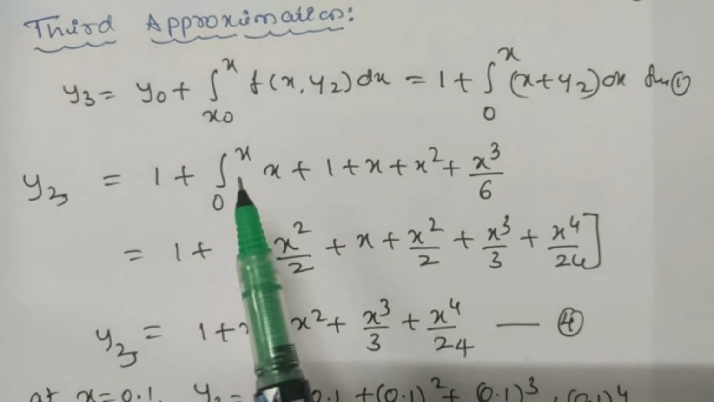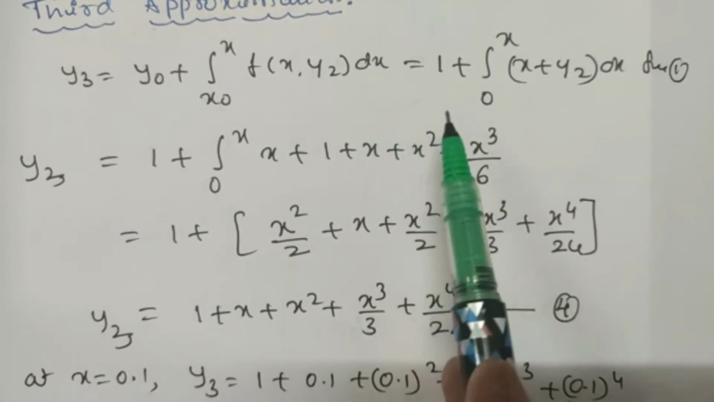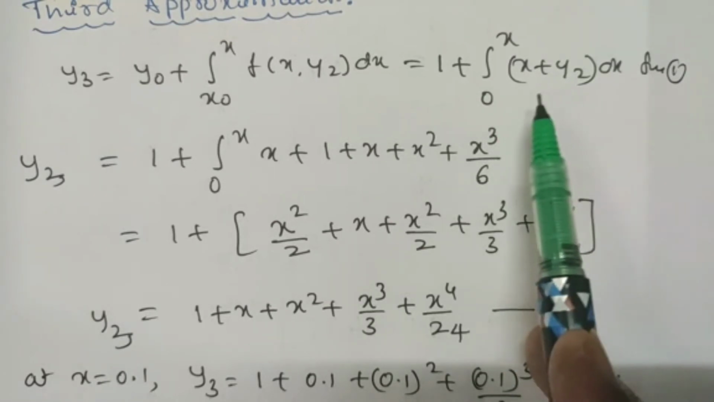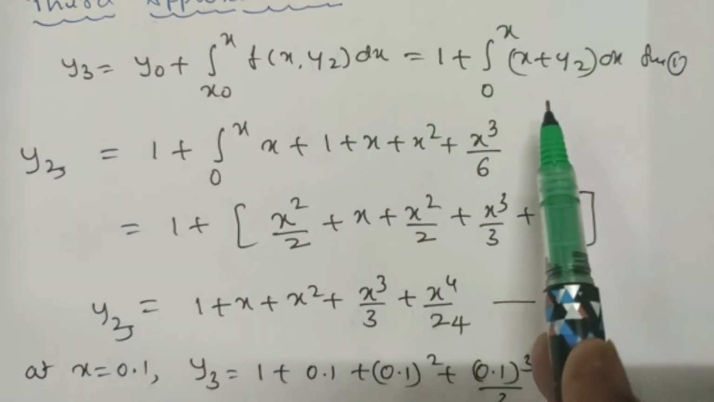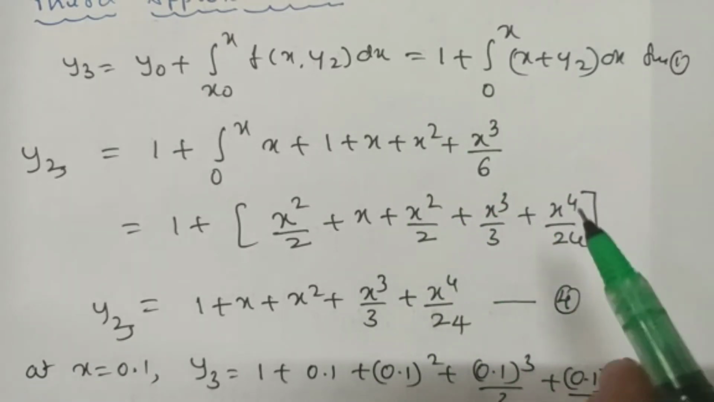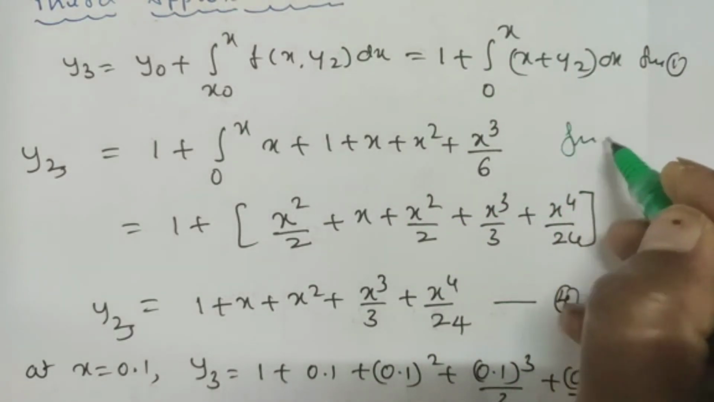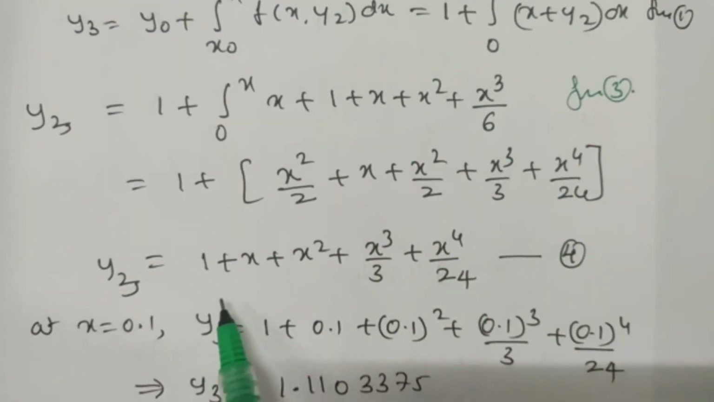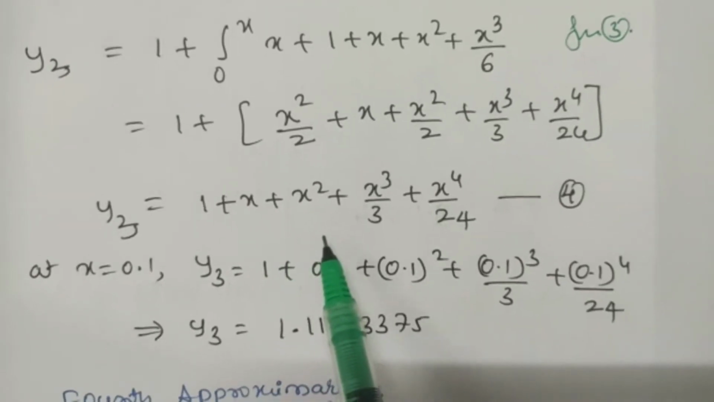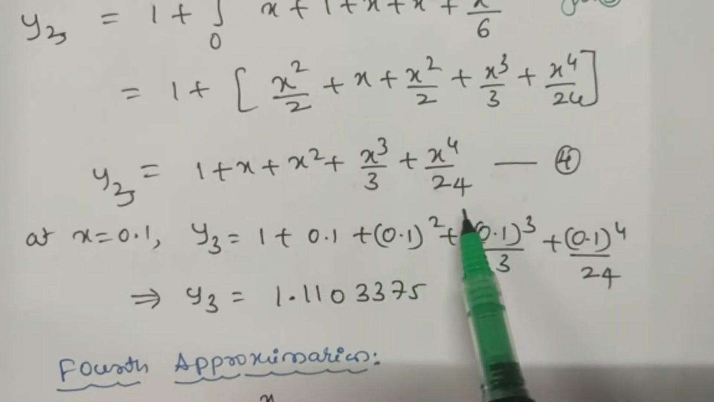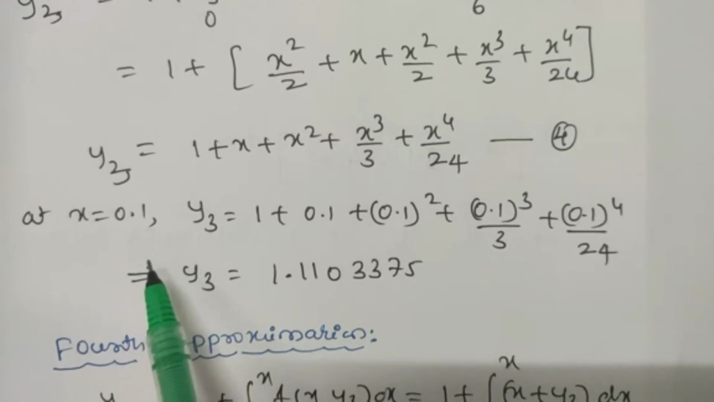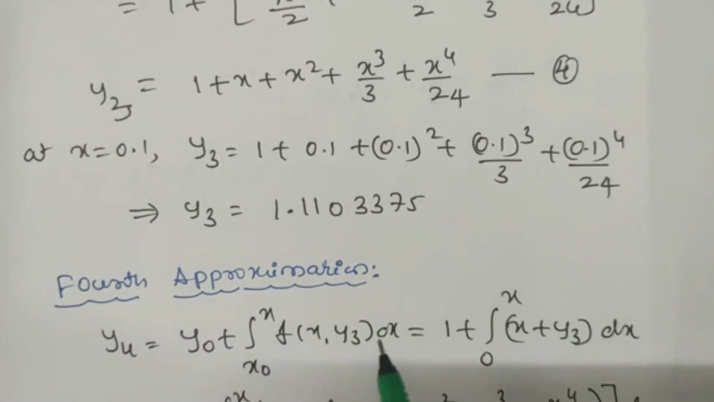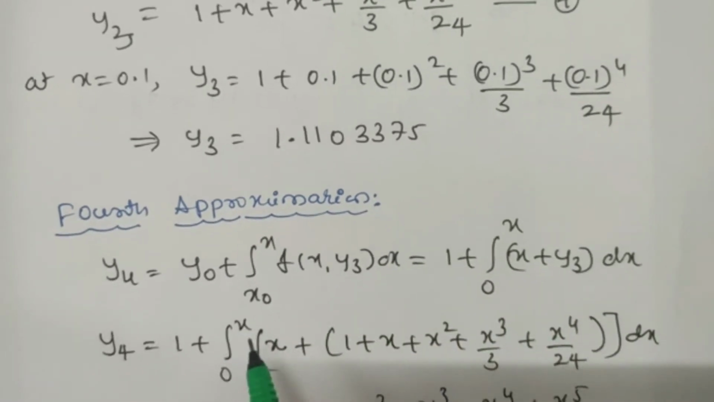Next, go for the third approximation. It is also the same, y naught plus integration from x naught to x of f of x y2 dx, that is 1 plus 0 to x of x plus y2 dx. Apply the definition of f of x y2 and substitute the value of y2 from equation number 3. So you will get y3 equal to 1 plus x square plus x cube by 3 plus x raised to 4 by 24. Put x equals 0.4, you will get y3 as 1.1103375. Again, y2 and y3 are not exactly the same, so we can go for the fourth approximation.